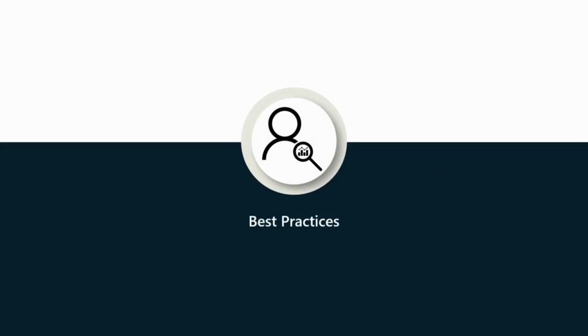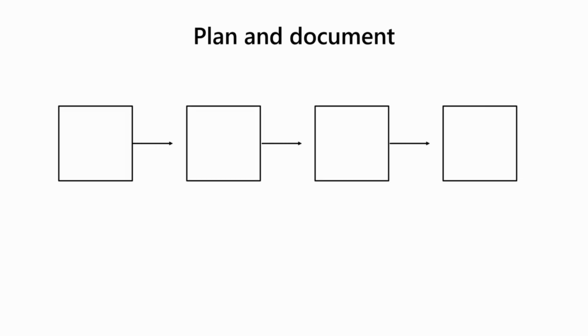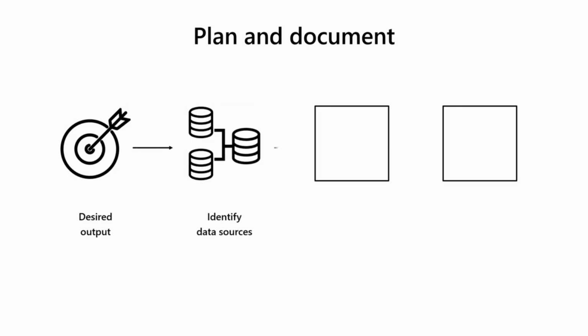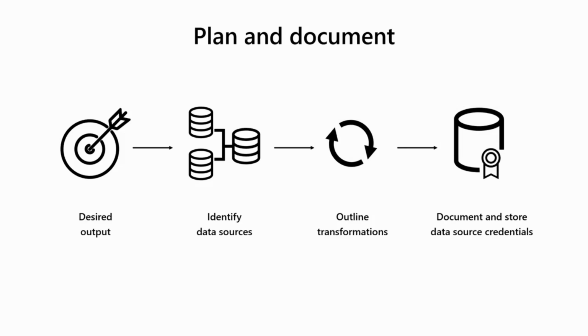Let's start by exploring how you and your team can apply best practices to enhance your Power Query workflows and improve data quality and analysis. Your first step is to plan and document your data transformation requirements. You define the desired output, identify the relevant data sources, and outline the transformations needed. You also ensure that data source credentials are properly documented and securely stored. By maintaining an organized and consistent approach, your team can streamline your Power Query process and avoid confusion.